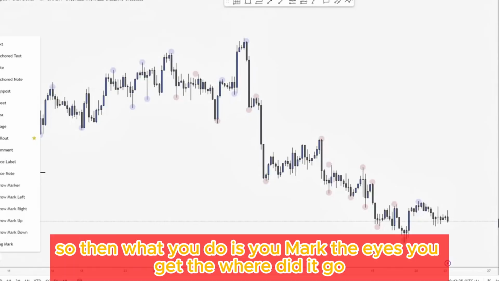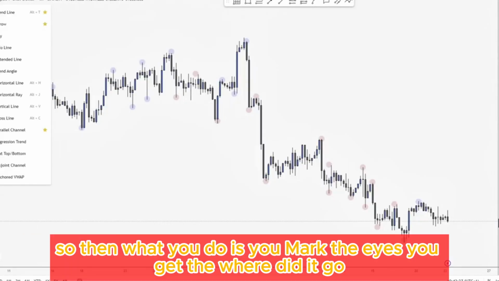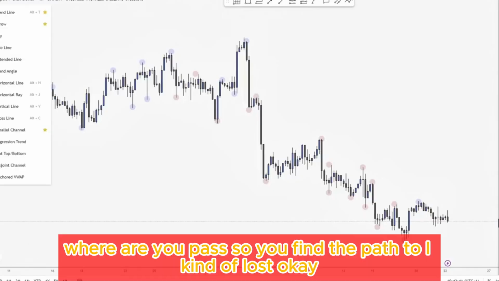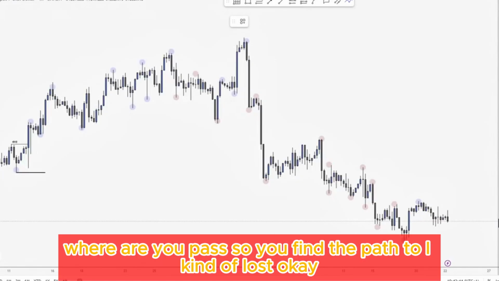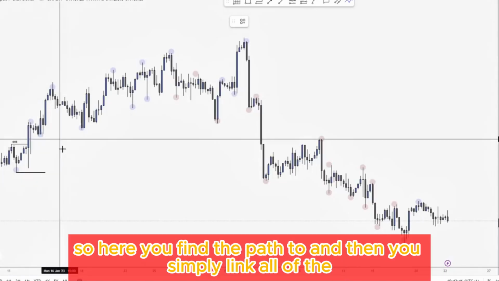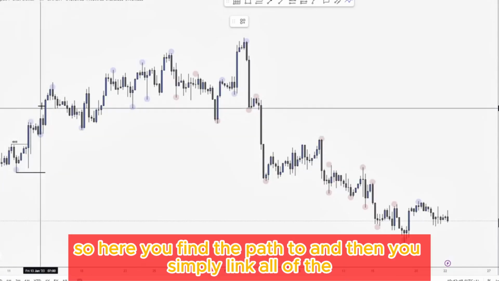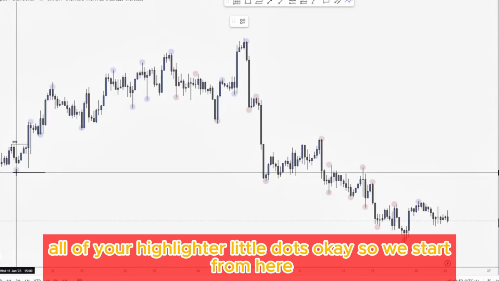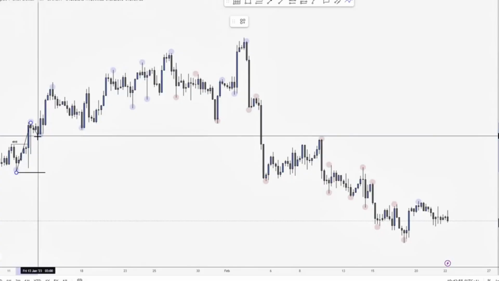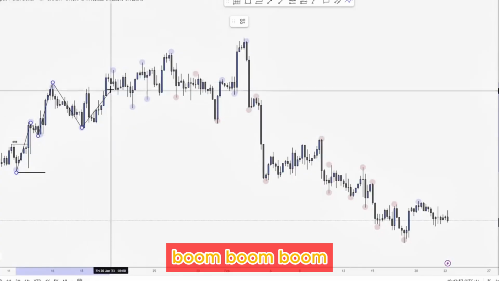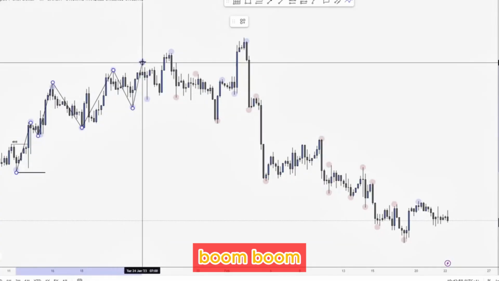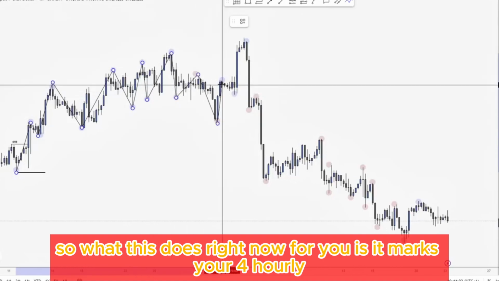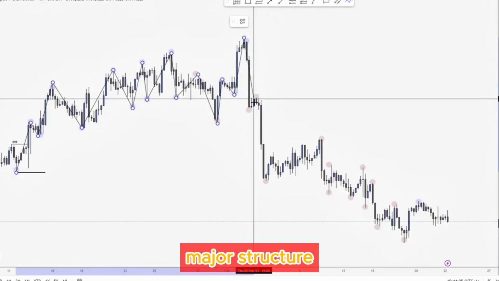Okay, so then what you do is you get the, where did it go? Where are you path? So you find the path to, I kind of lost it. Okay, there it is. So here you find the path to, and then you simply link all of your highlighter little dots. We start from here. Boom, boom, boom. So what this does right now for you is it marks your 4-hourly major structure.